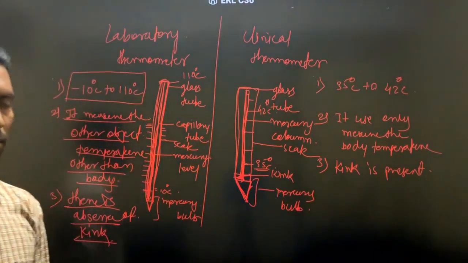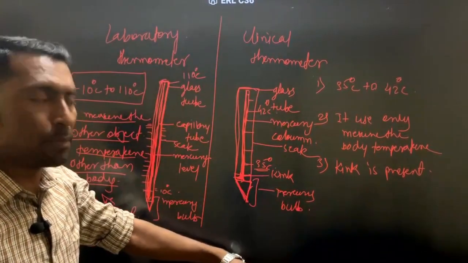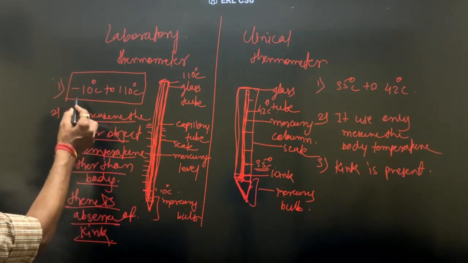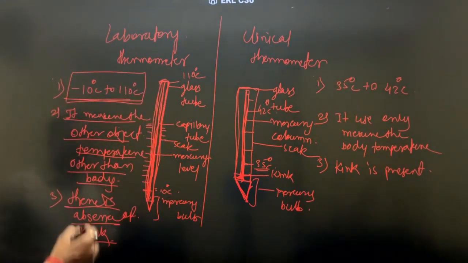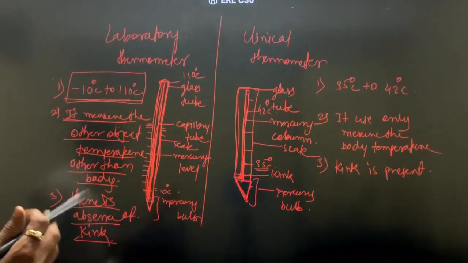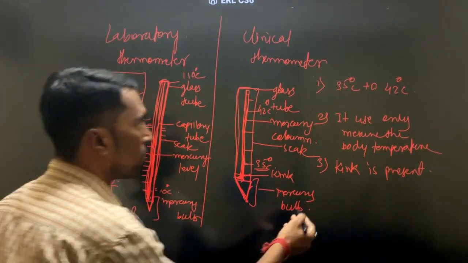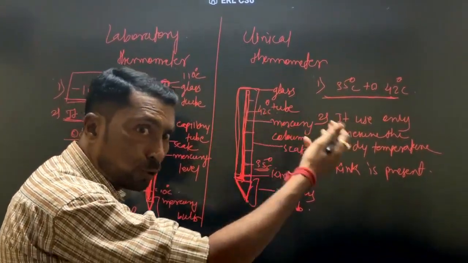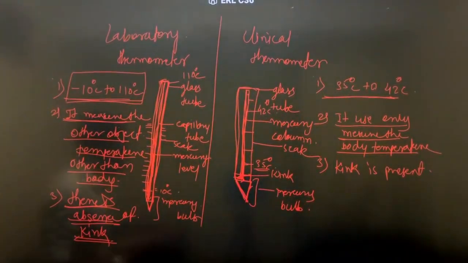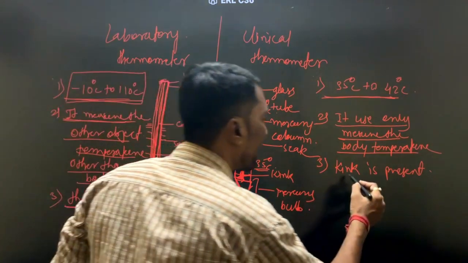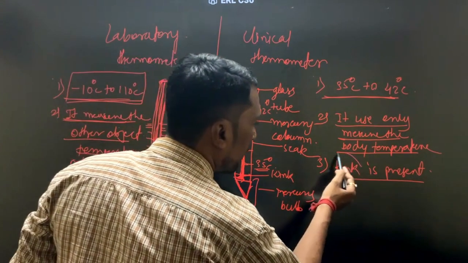After that, analyzing both thermometers, one is the laboratory thermometer, another is the clinical thermometer. The laboratory thermometer ranges from minus 10 degrees Celsius to 110 degrees Celsius. It measures other objects which are hot or cold, not human body temperature, and there is absence of kink. The clinical thermometer starts from 35 degrees Celsius to 42 degrees Celsius. It only measures the body temperature. Kink is present in the clinical thermometer and absent in the laboratory thermometer.